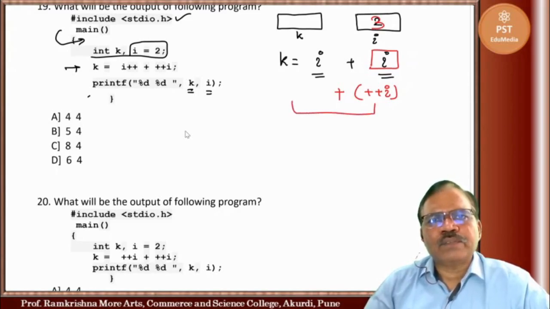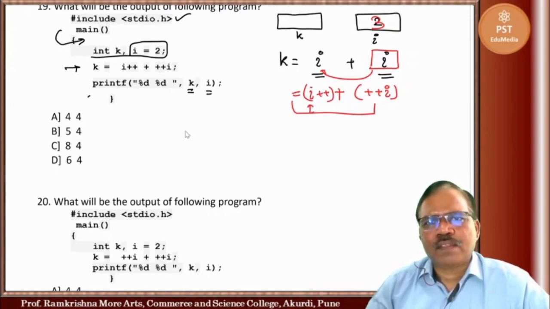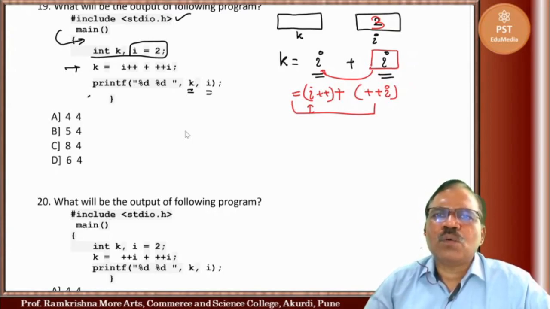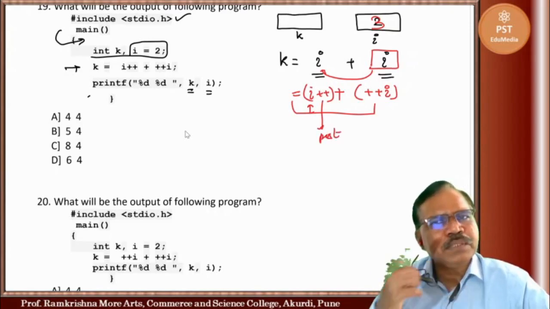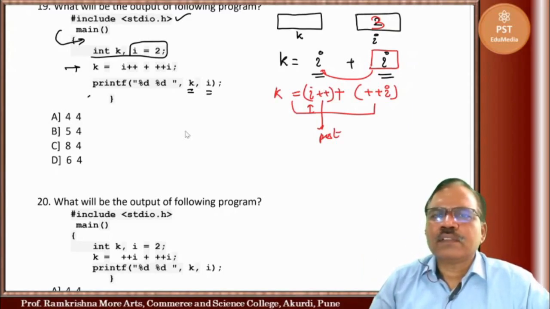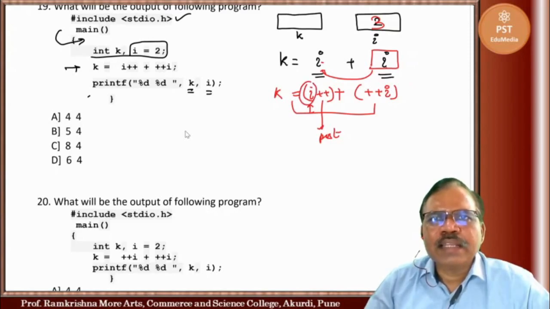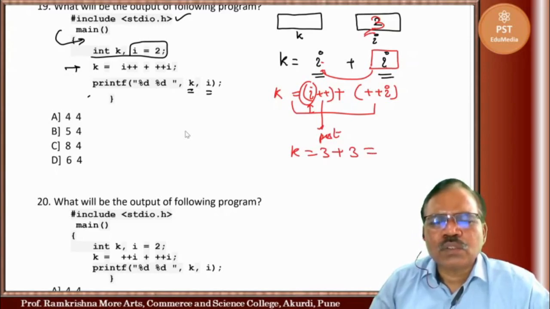Then from this it goes here, i plus. So what is the value of i here? It is 3 and it is a post-increment. So first i is used and then incremented. The expression is i + i. What is the current value of i? It is 3. So k is equal to 3 plus 3. So that is 6.